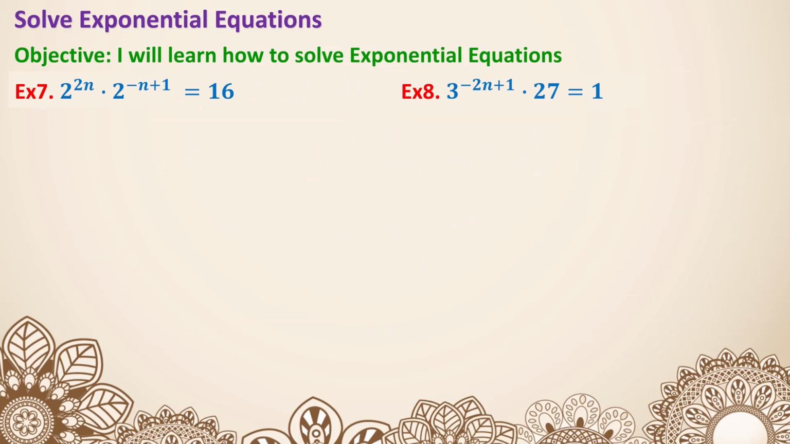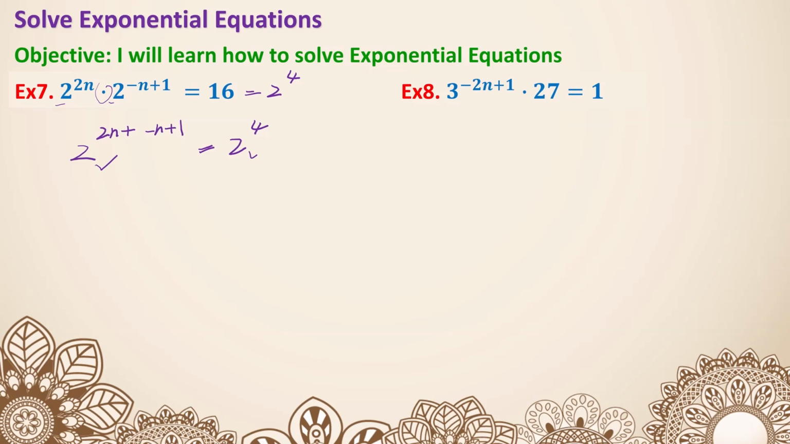Moving on, example 7. Left side already has base 2, and that can't go any lower. That tells you you have to rewrite 16 using a base 2. 16 is 2 to the 4th power. The left side, we actually have the product rule, so we're going to need to combine the exponents. 2n plus negative n plus 1 equals 2 to the 4th power.